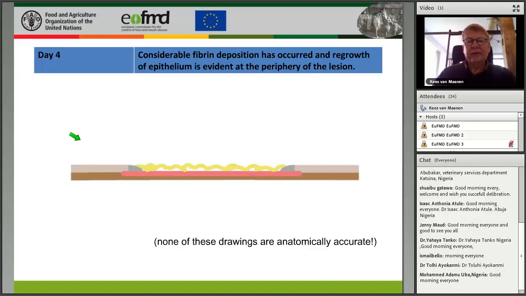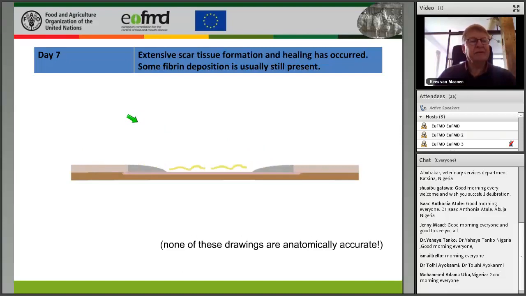So day four, you will have a lot of fibrin usually. Considerable fibrin deposition, regrowth of epithelium already here, as shown here in the edges of the lesion. So also no sharp margins anymore. But most characteristic is the amount of fibrin.